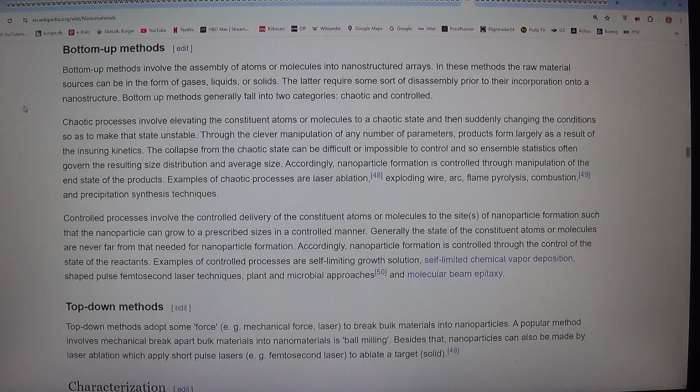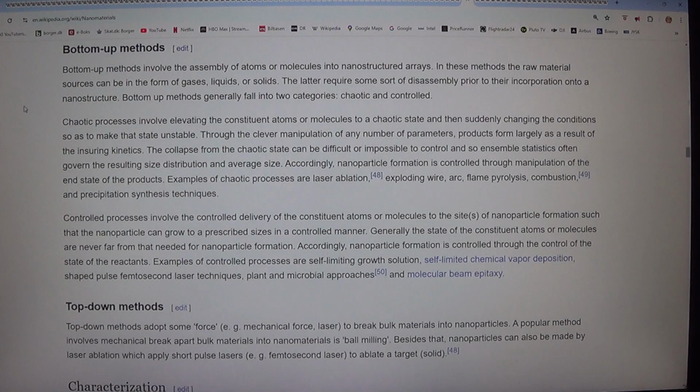In these methods the raw material sources can be in the form of gases, liquids, or solids. The latter require some sort of disassembly prior to their incorporation onto a nanostructure. Bottom-up methods generally fall into two categories, chaotic and controlled. Chaotic processes involve elevating the constituent atoms or molecules to a chaotic state and then suddenly changing the conditions so as to make that state unstable. Through the clever manipulation of any number of parameters, products form largely as a result of the ensuing kinetics.